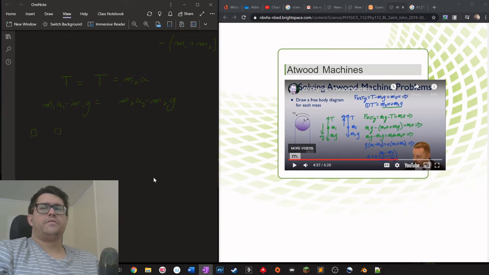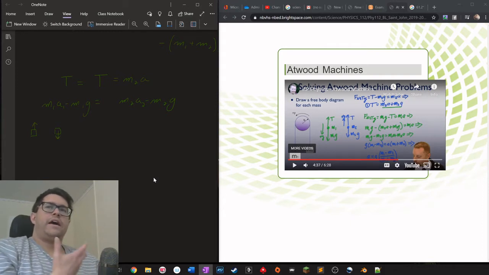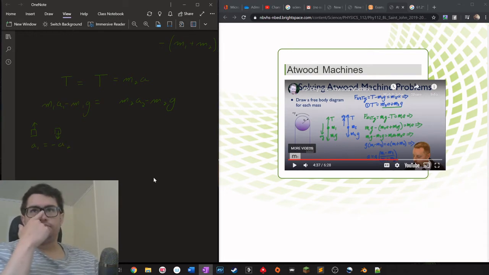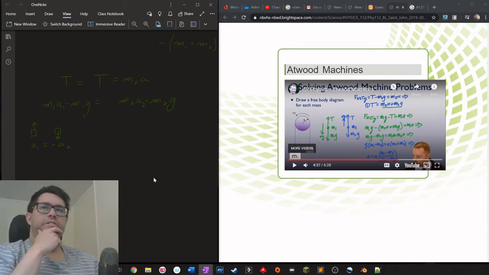These two masses accelerate in the same, they have the same vector. They don't have the same vector, that's the point. They have the same scalar, but the direction is opposite. So in other words, A1 is equal to minus A2, right? It's the opposite direction. If you say this accelerates up by 5, then this accelerates down by 5. Okay. Well, that's the issue, isn't it?